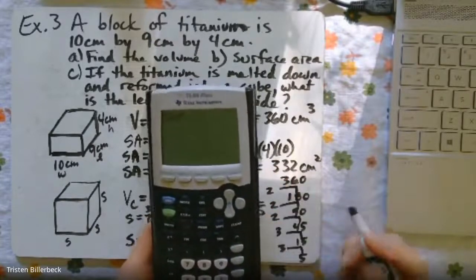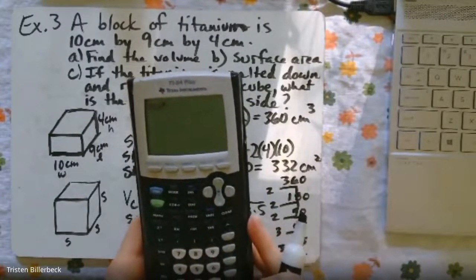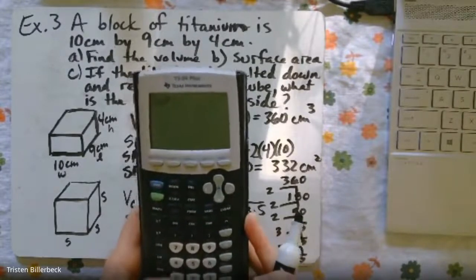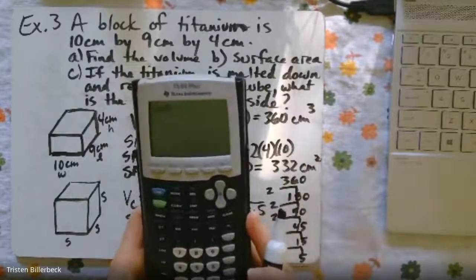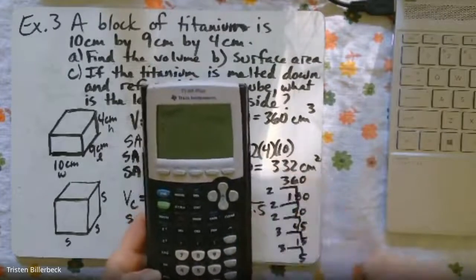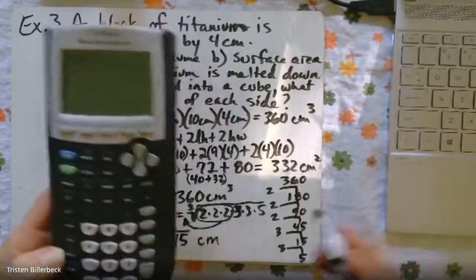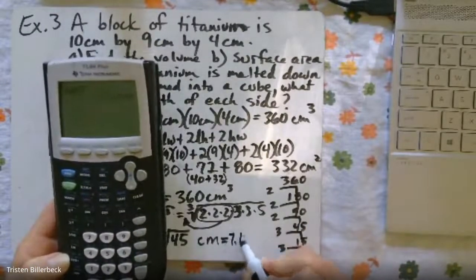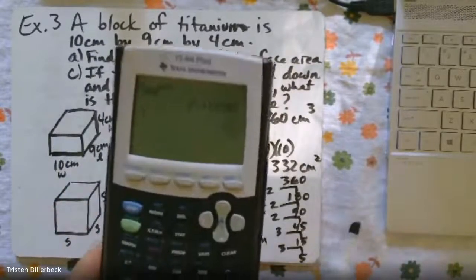Now, this is where it gets interesting. If we're taking a cube root, and this is advanced math, so I wouldn't expect it of you, but if you're curious, this is how you do it. You're going to make the exponent 1/3. When you do that, you get the exact number that the cube root is. This is the same thing as 7.11 centimeters. Kind of crazy, huh?